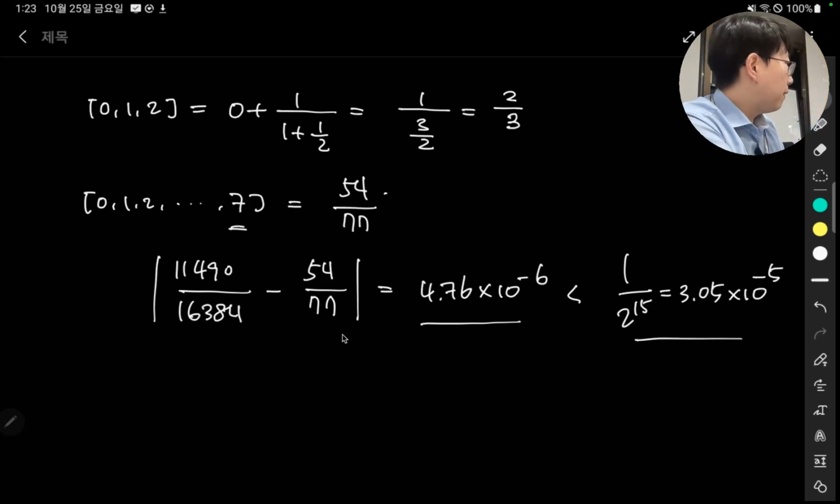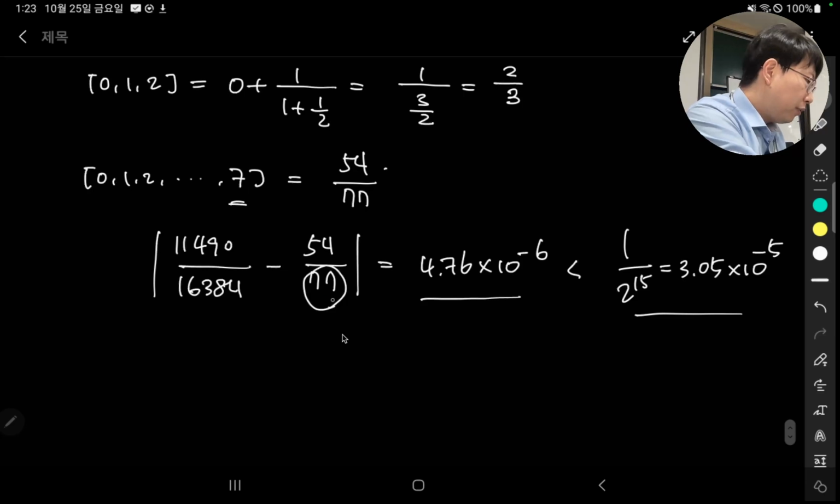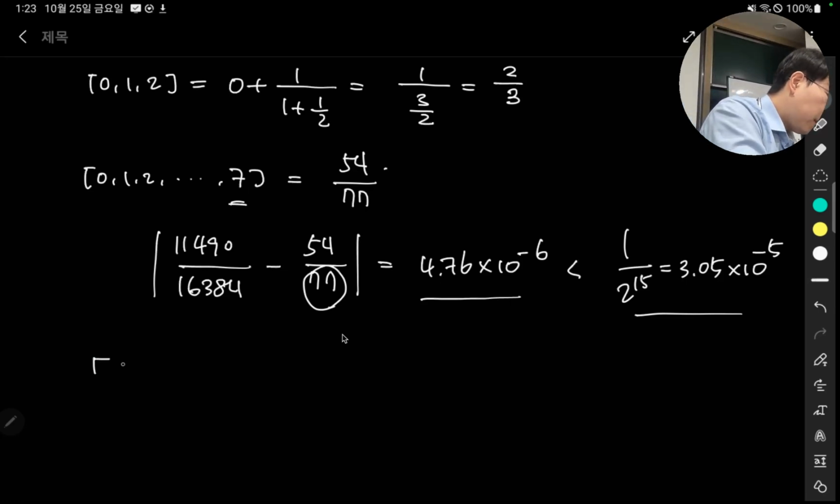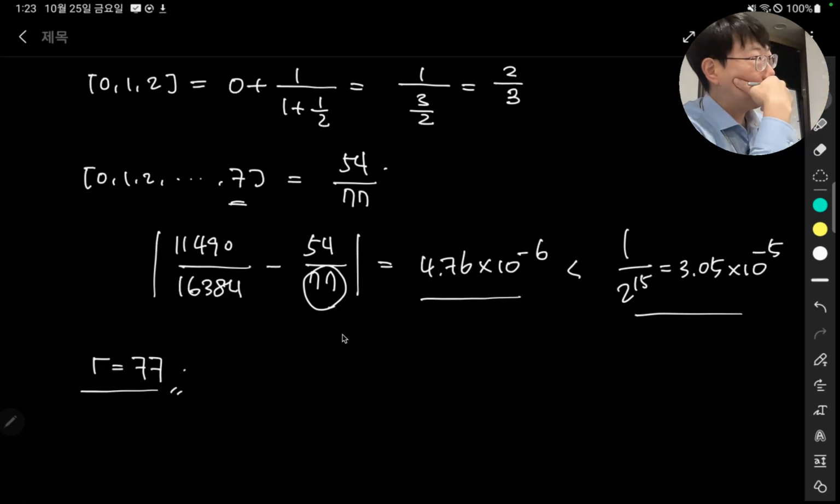However, we want to find the number whose denominator represents the period. So we cannot make the period arbitrarily big. So we always have an upper bound. So this is as far as it can go, and this is the only place that satisfies this inequality. So therefore, what we can say about the period is that it's 77. Okay.